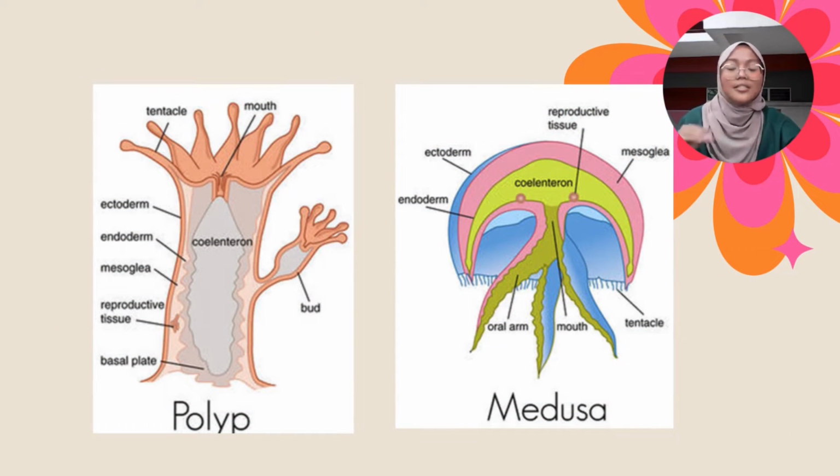Okay, now we will see their structure. The mouth is located at the center, and the tentacles of the polyp are located at the upper part of the body, while the medusa tentacles are located at the lower part of the body.